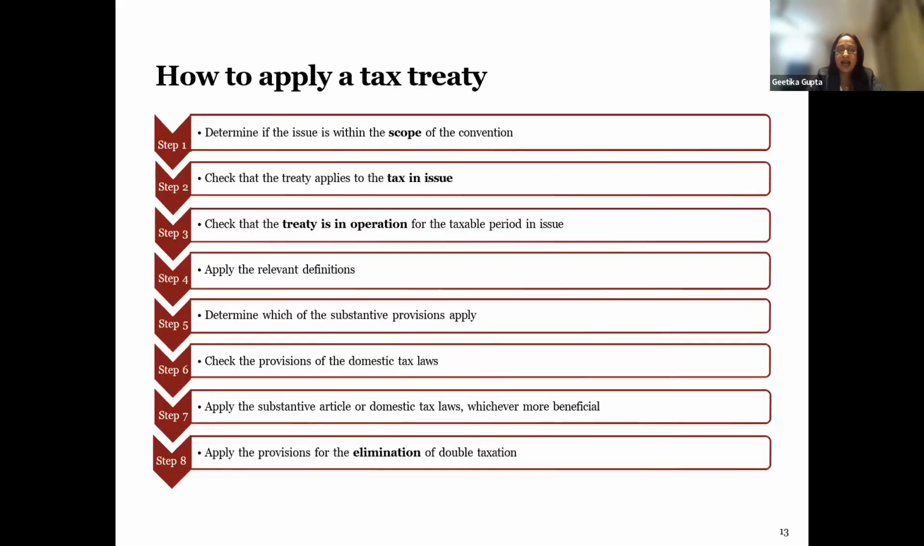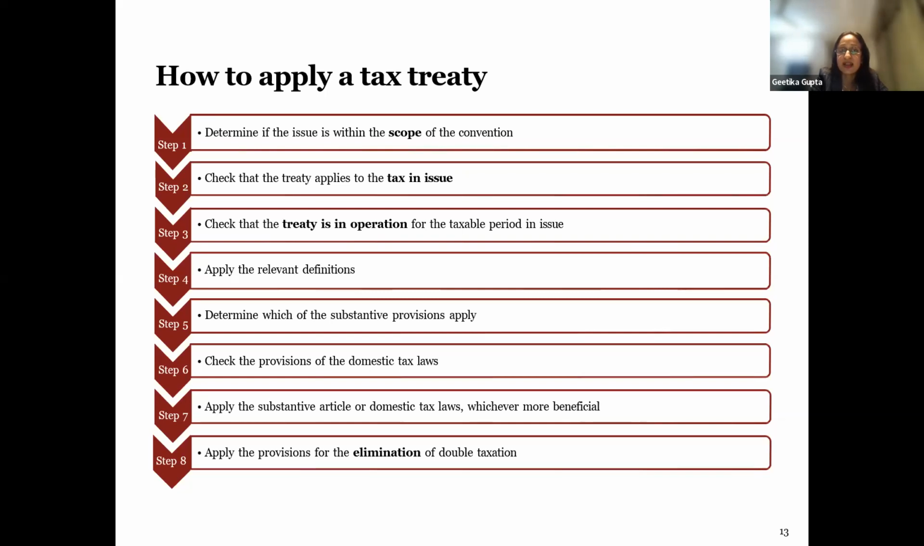Yeah, I think after this slide, we will move to the structure of the tax treaties and more on the practical issues. So how to apply a tax treaty? See whether the issue is covered within the scope of the convention. Check that the treaty applies to the tax in issue. Treaty is in operation for the taxable period. Apply the relevant definitions. Determine which of the substantive provisions apply.